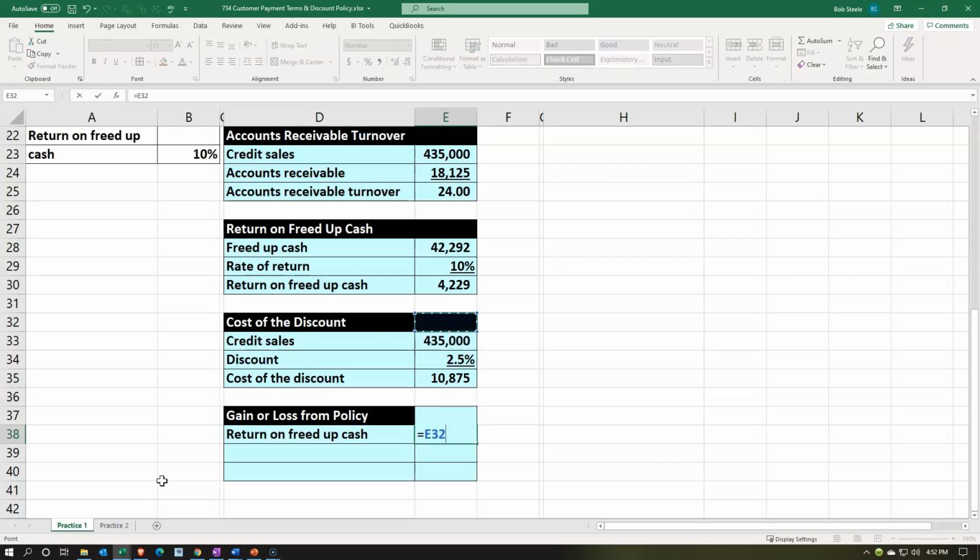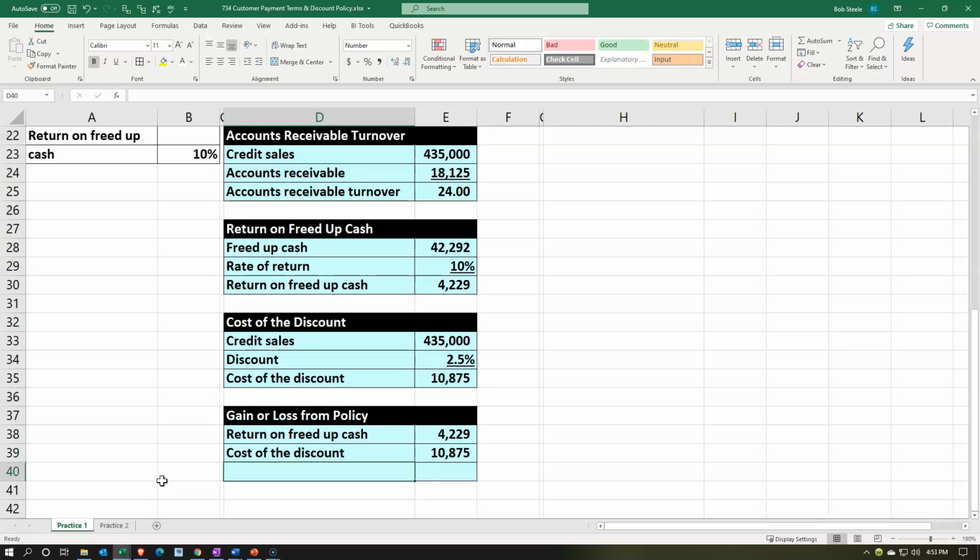and we're going to get a return on it of the 4,229, but it costs us, the discount is going to cost us $10,875. So if I was to say home tab, font group, underline, and then we're going to have a loss on the policy of, this is going to be the 4,229 minus the 10,875. So it doesn't look good at this point to implement that policy.